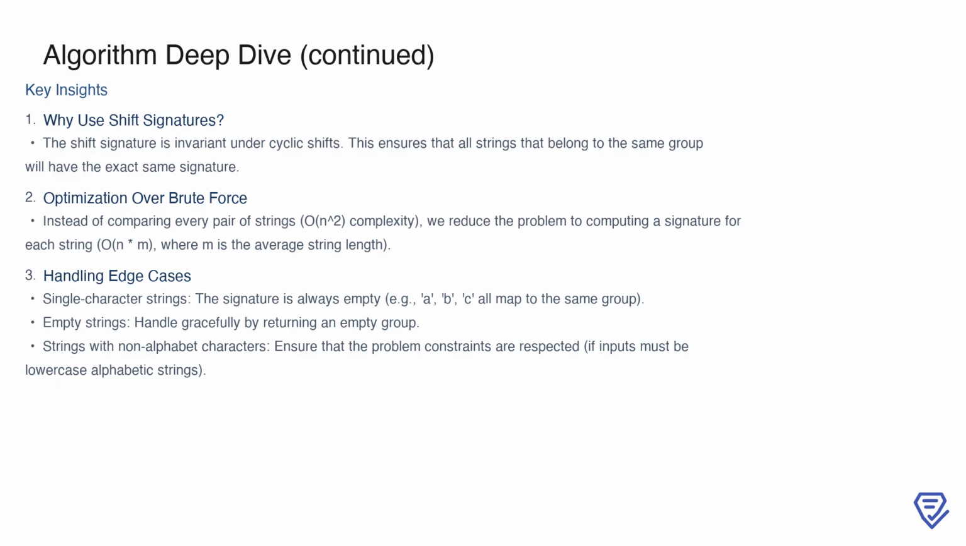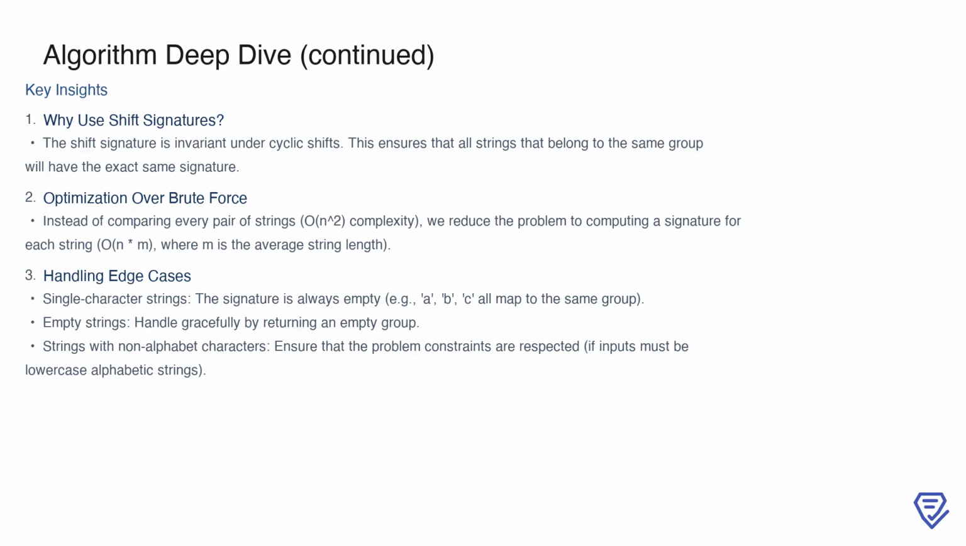First, the use of shift signatures is crucial because these signatures remain consistent for all strings within the same shift equivalent group. This ensures that we can reliably identify and group strings based on their signatures. Second, this approach is a significant optimization over a brute force method that would compare every pair of strings, which would be computationally expensive. By reducing the problem to computing signatures, we achieve a more efficient O(n*m) complexity, where n is the number of strings and m is their average length.